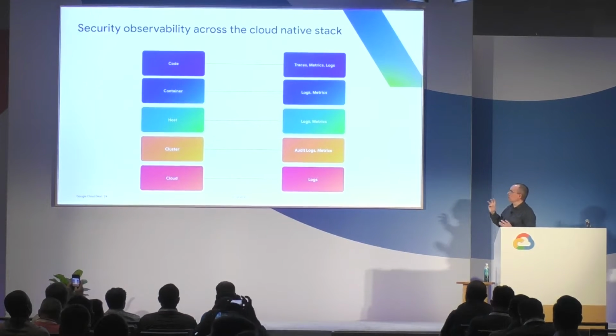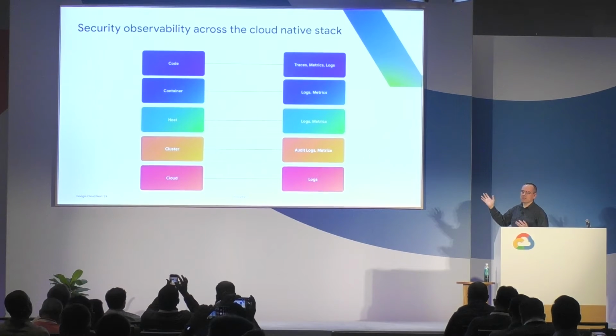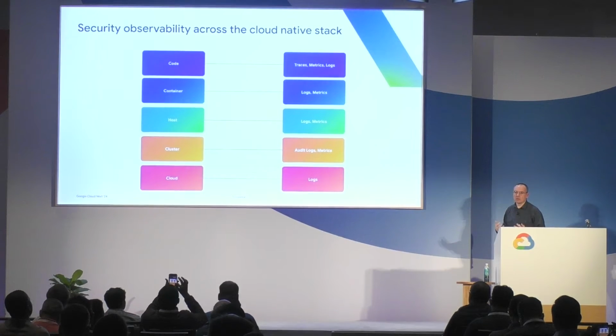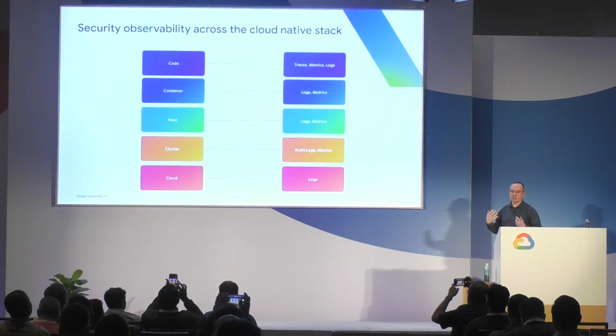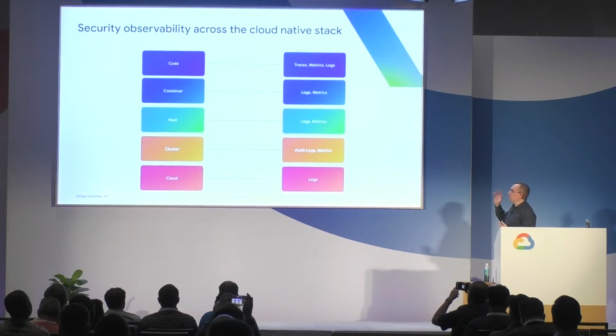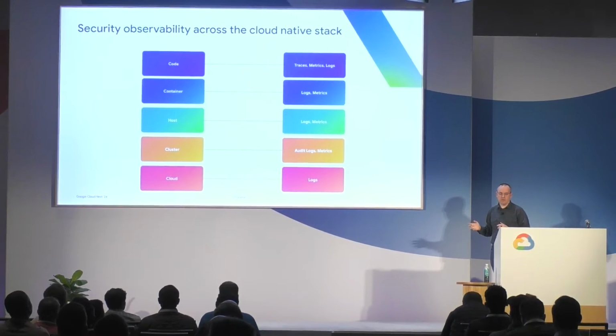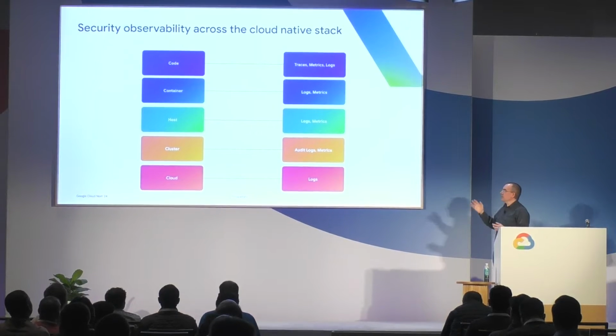So there's lots of different layers in a cloud-native stack, and each of those layers has its own opportunity to produce information that could be useful to us for security observability. At the code layer, we've got traces, metrics, and logs. I'm going to come back to that because we're going to focus on that in the later part of this presentation. But then we've got the container layer.